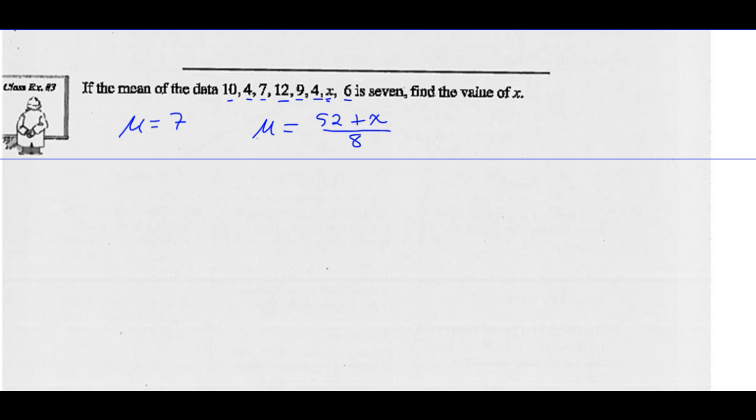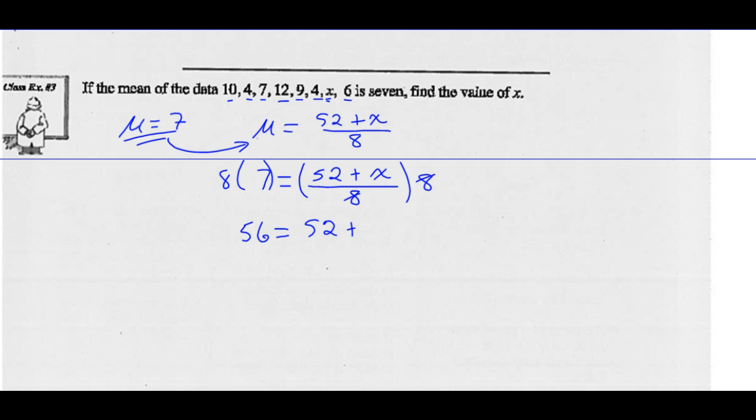All right. So if we're told the mean is 7, and that's the formula for the mean, then I substitute this value in for the mean. So 7 should equal 52 plus that unknown value of x divided by the 8 pieces of data. So how do I solve this equation for x? Well, I'm going to multiply both sides by 8, to get rid of that denominator of 8. So 8 times 7 is 56. Here, the 8 divided by 8 is 1, so I'm left with 52 plus x. Subtract 52 from both sides, and x is 4.